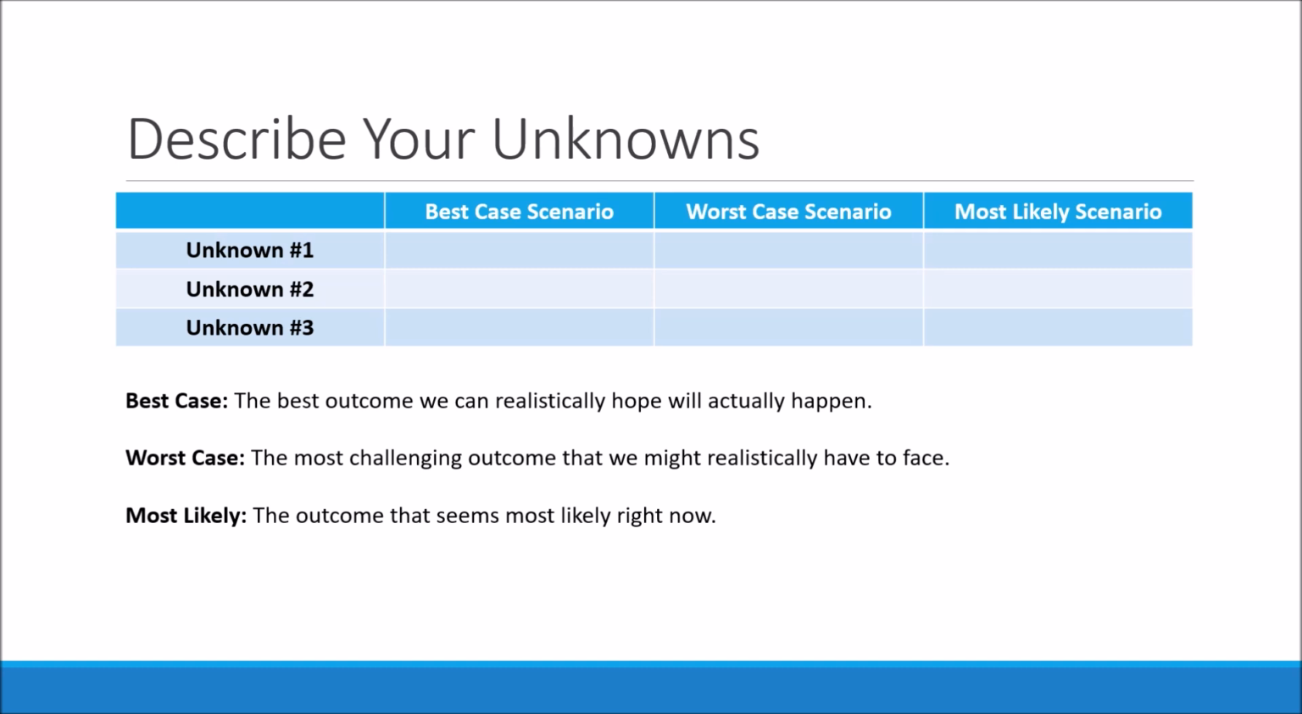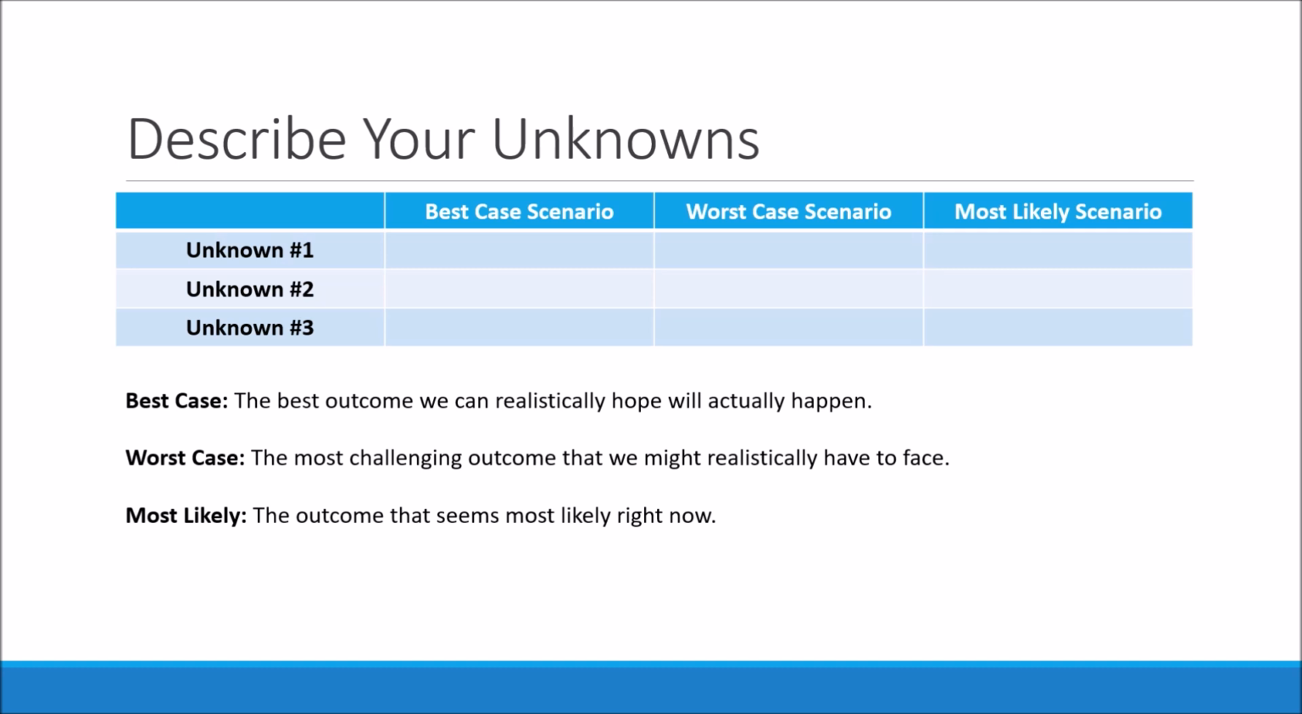Sometimes those phrases, best and worst case, might lead us to unrealistic examples that are not helpful to us. So the best case scenario here is not that COVID-19 disappears and everybody's healthy and everything goes back exactly the way it was overnight, because that's not going to happen, right? We want a best case scenario that might actually happen. What's the best outcome that we can realistically hope for right now?